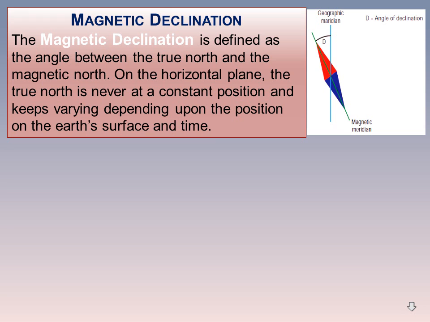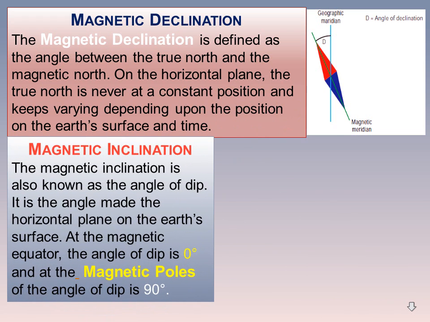Now let us see what we mean by magnetic declination. See, actually this is the geographic meridian, and this is the declination angle D, which stands for the angle of declination. This is the original and this is going to be the declination angle.